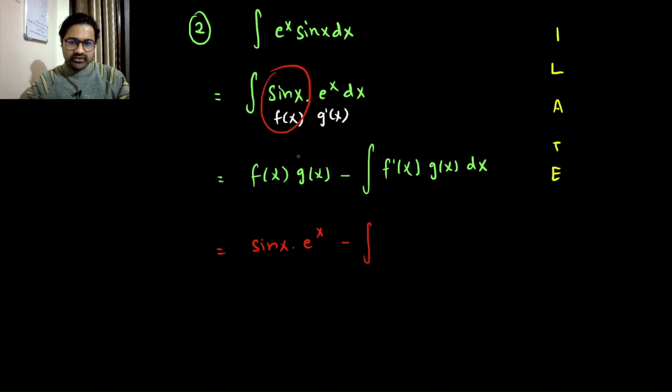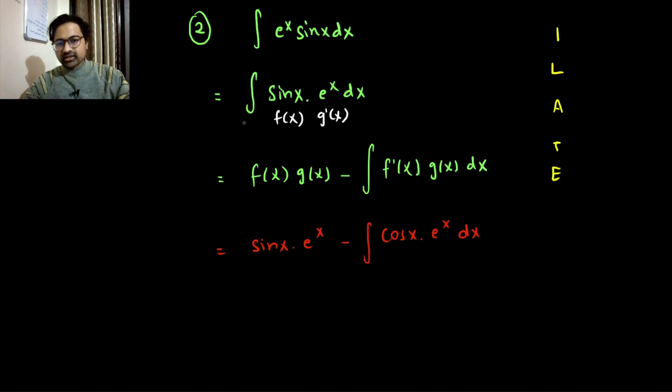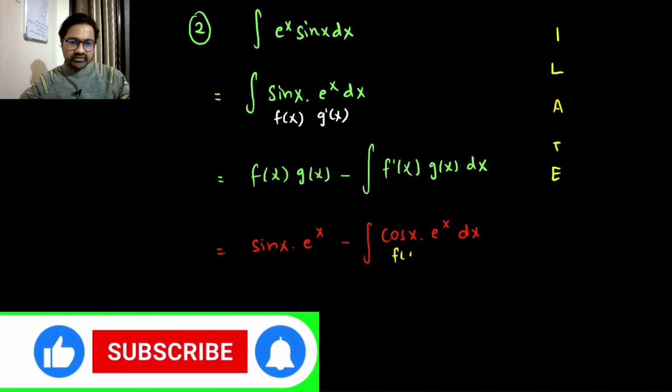What is the derivative of sine? That's cos. So we write cos over here, and g(x) is once again e raised to x and then dx. Interesting. We are again left with the product of a trigonometric and an exponential function, something of this family. So obviously it makes sense to apply integration by parts once again. So this is the f(x) and this is g prime of x. So let's do another round of it.